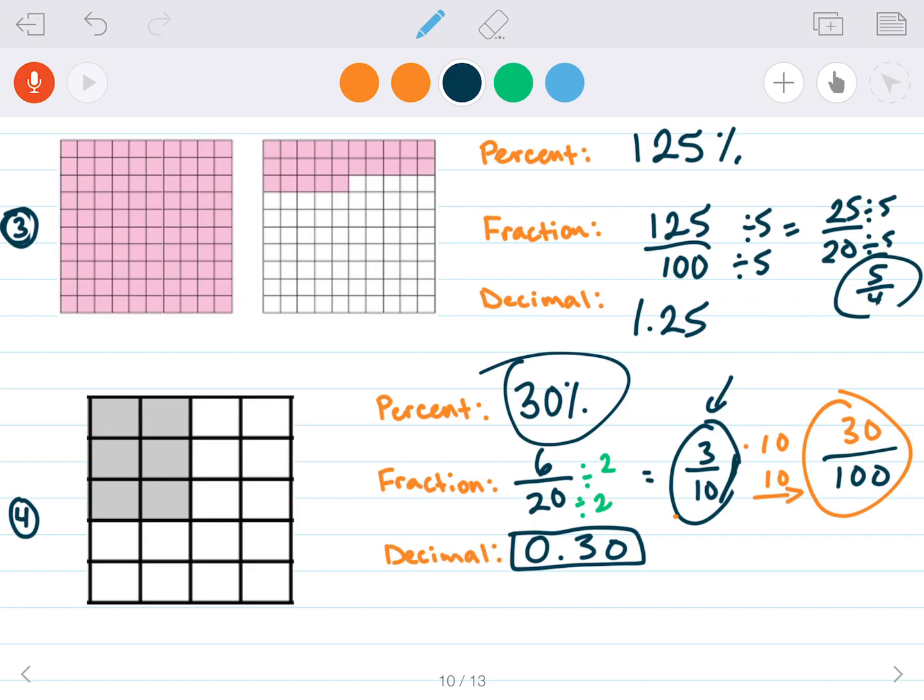And it kind of makes sense from the picture, right? Because we know that 50% would have to be all of this half shaded, right? But since we only have 30%, we don't have quite that much shaded.